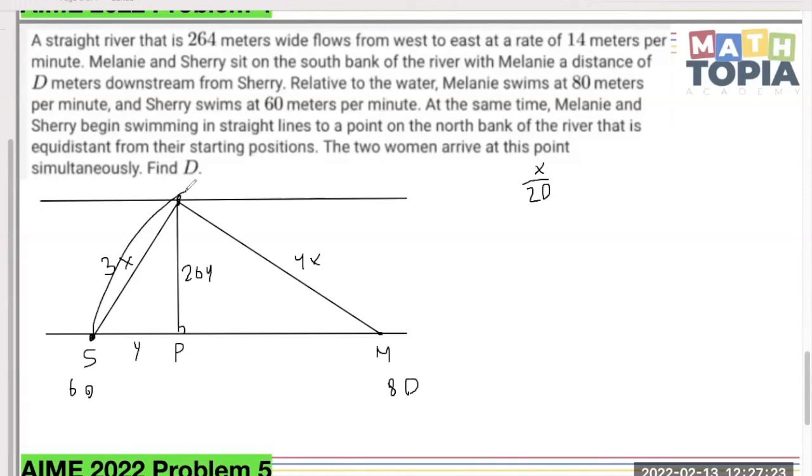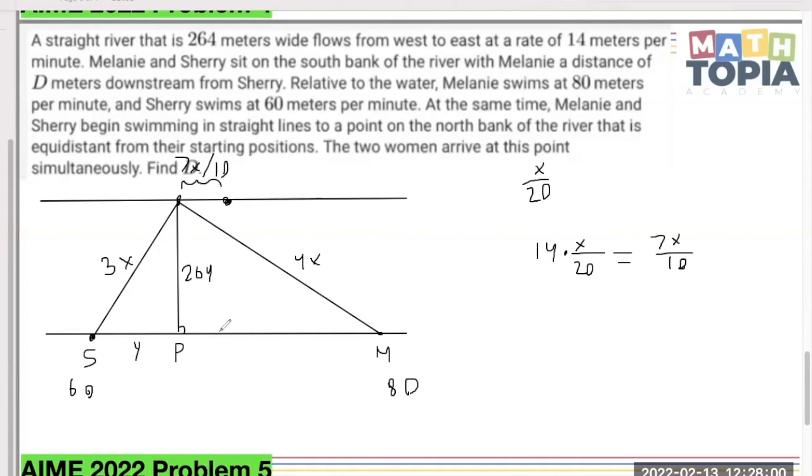So from here to here, and here to here, the time elapsed is x over 20. Well, in those x over 20 minutes, the river is going to flow 14 times that, because it's going 14 meters every minute. So it flows this much, which is 7x over 10. So essentially the river is going to shift them over by 7x over 10. So this distance here, to this point, which is the midpoint, it has to be the midpoint because that's where it's equidistant for both of them, is 7x over 10.